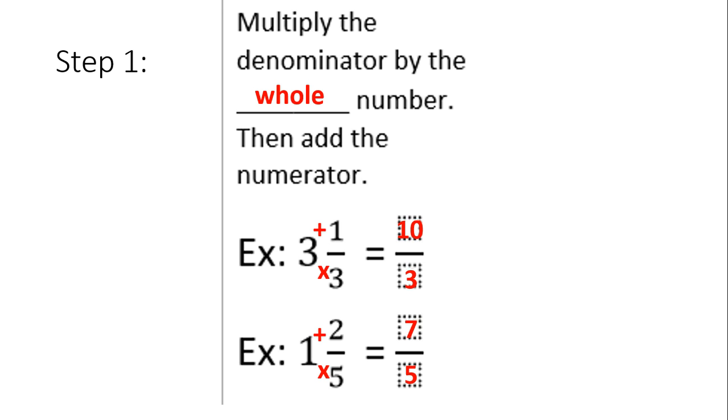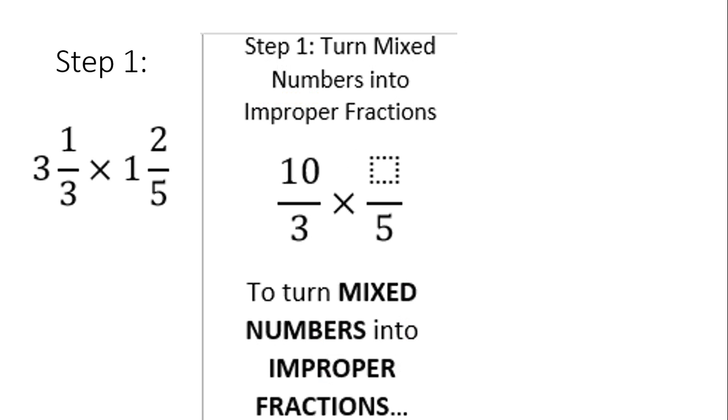Okay, so now that we know what those are, we can go to our next step. Well, actually, we need to go up to the top, and they filled in for us 10 over 3. We need to finish it off with 7 over 5. And once we've done that, we're ready for step number 2.